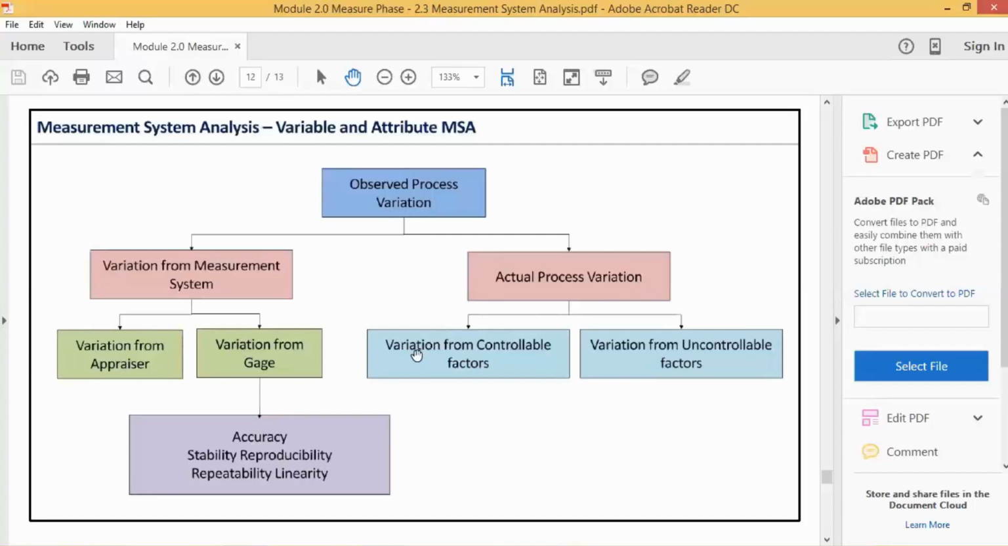Actual process variation is what? Variation from controllable factors and variation from uncontrollable factors. Uncontrollable factors can be, for example, a pizza delivery guy delivering a pizza to a person. The lead time is 30 minutes, but due to some accident, it takes 2 hours. That is variation from uncontrollable factors. These are not in our hands. We cannot do anything; if an accident happens, it will happen. The lead time increases by 2 hours, so there is a lot of variation in the process. Okay, is that fine?